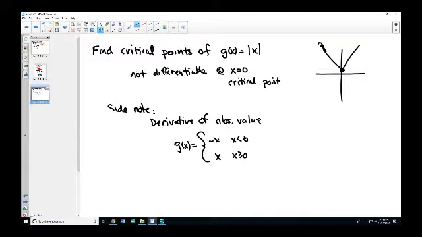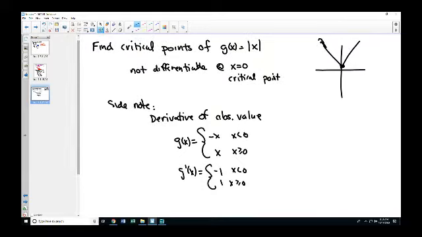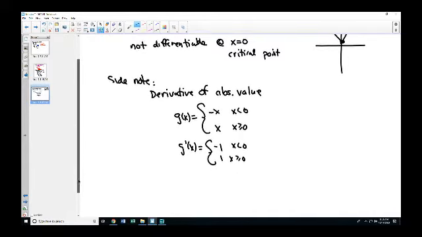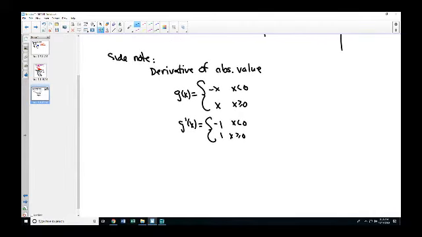Now you can calculate the derivative. So g prime of x is -1 and 1. And you can see that in the slope, -1 and 1, right? This also tells us why this is not differentiable at 0. So there's your side note on absolute value derivatives. You good with that? Oh, good job.